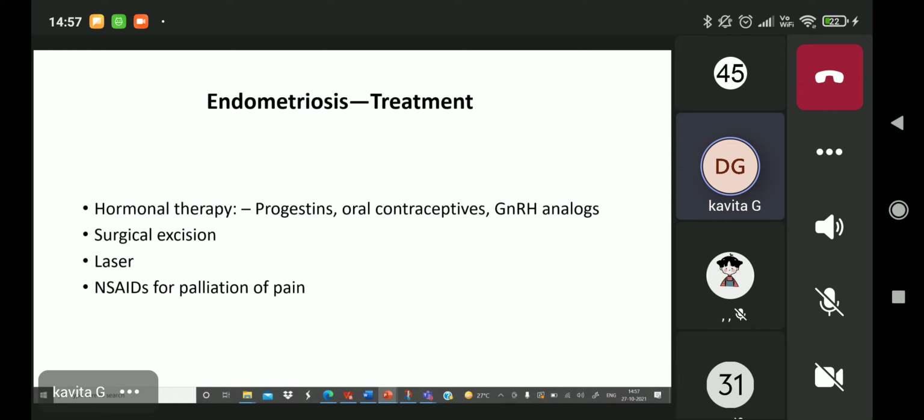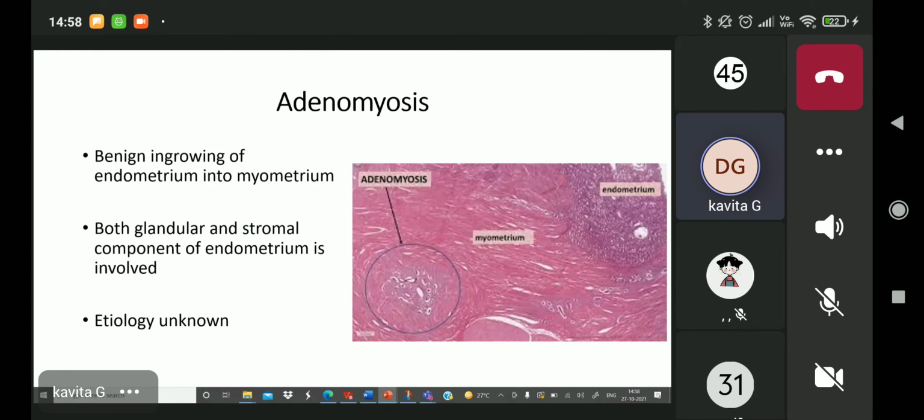So how are you going to treat this? You give hormones, you give progestins, OCPs, surgically excise the lesions, laser-based therapies, and NSAIDs for pain. Very, very important cause of infertility in the reproductive age group. Always keep an open mind for this diagnosis. Many of the patients coming to your gynae OPDs are going to be females suffering from this. Anybody complaining of pain, keep the index of suspicion high for this.